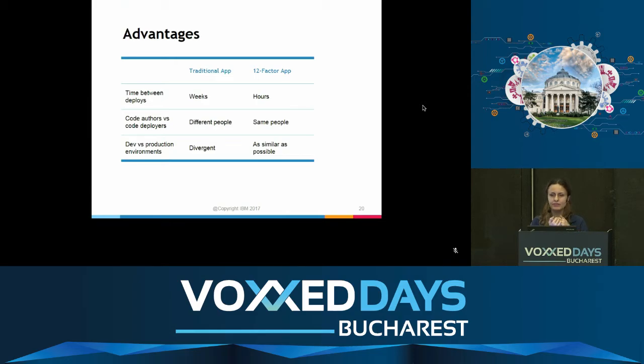You do not need to have different persons to deploy an application because the application is deployed automatically once you have set up a pipeline. And your difference between production and development is not existing anymore because those environments are as similar as possible. And because of the scaling, you do not have to worry about the performance.